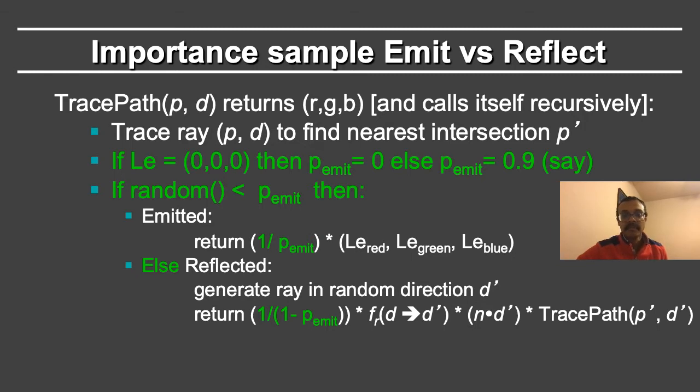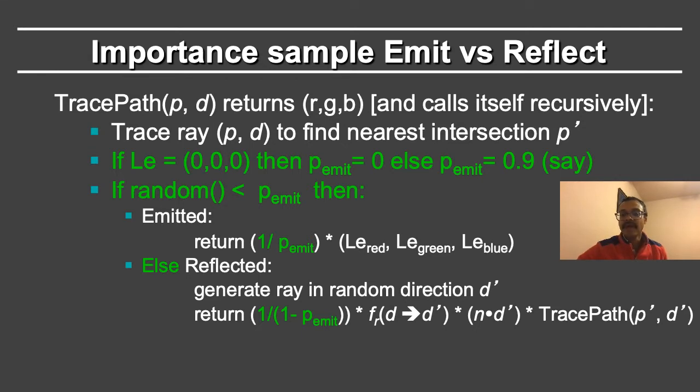Here is a simple modification one can make to that. You trace the path to find the intersection P prime. If the surface isn't emissive, if emission is equal to 0, which is the case most of the time, then the probability of emission will be 0. Otherwise, let's say the probability of emission is 0.9, you still consider reflection of emissive surfaces. Of course, you don't need to do that, and in the assignment you're not requested to do that, so you can just terminate at an emissive surface.